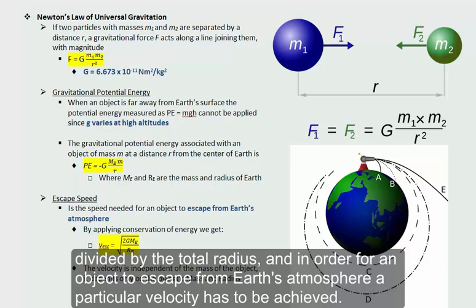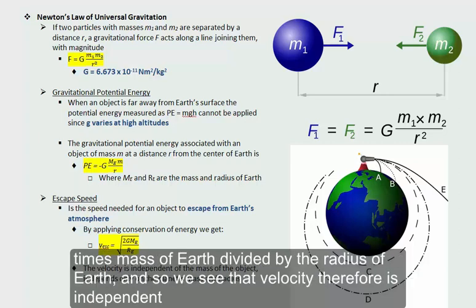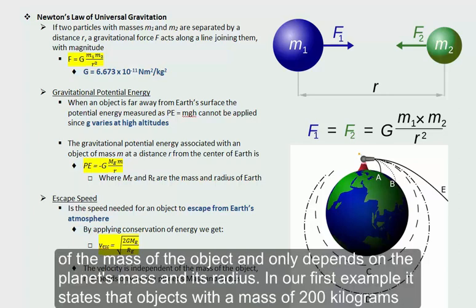And in order for an object to escape from Earth's atmosphere, a particular velocity has to be achieved. We call this velocity the escape speed, and it can be calculated by taking the square root of 2 times our capital G constant times the mass of Earth divided by the radius of Earth. And so we see that velocity therefore is independent of the mass of the object and only depends on the planet's mass and its radius.